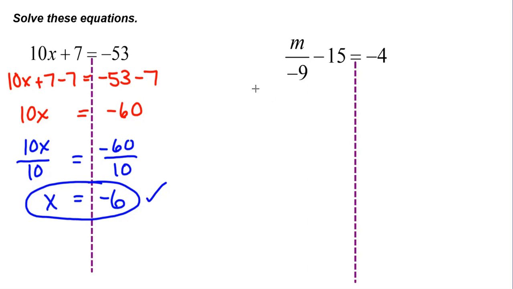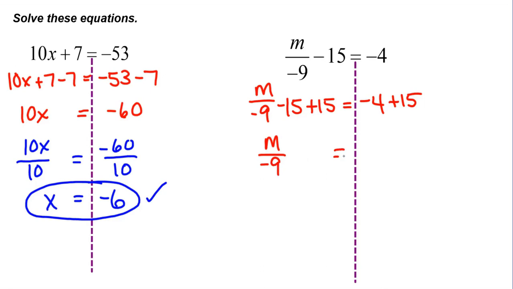So I'm going to undo this by adding 15 to both sides of this equation. And m divided by negative 9 minus 15 plus 15, that becomes 0. So all I have is the m divided by negative 9. And negative 4 plus 15 is a positive 11. So there's the first step. I got rid of the addition, or sorry, the subtraction.